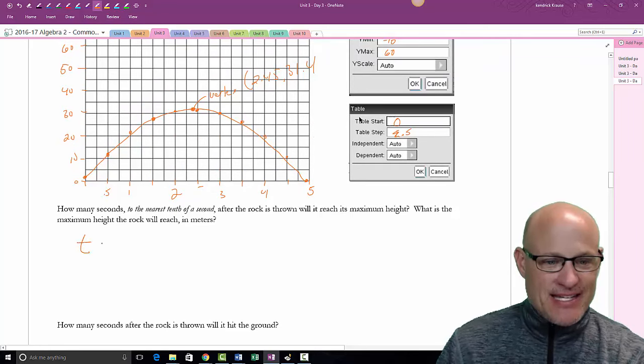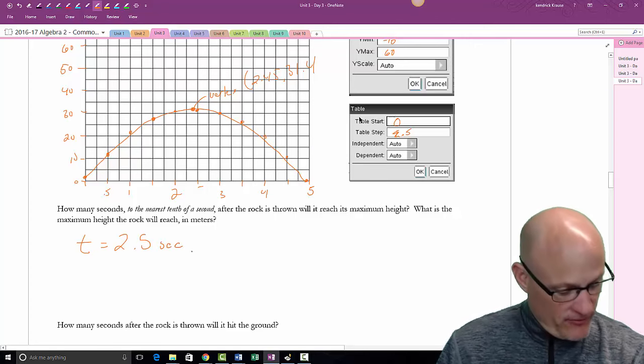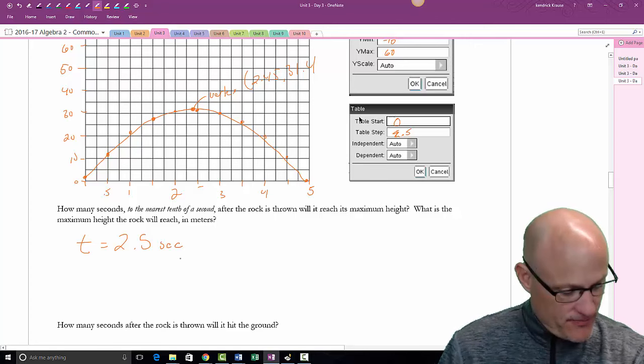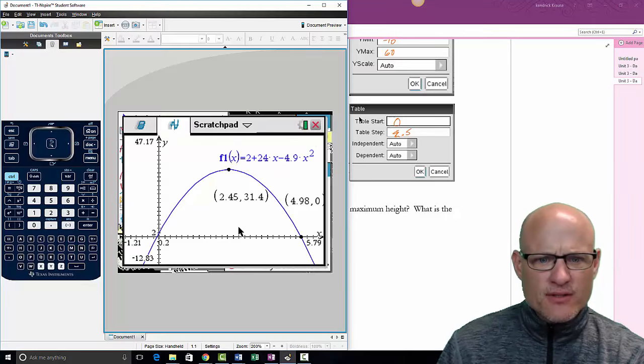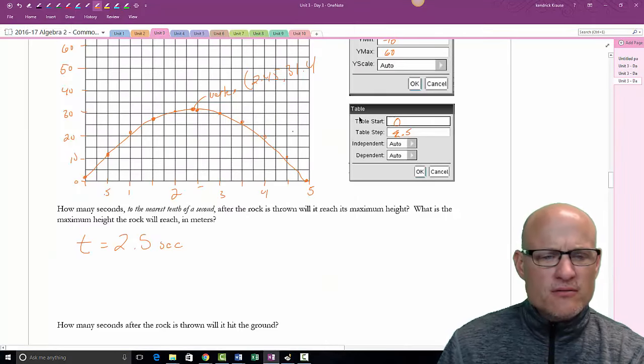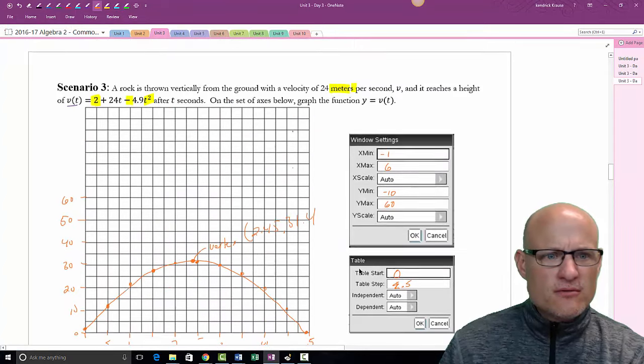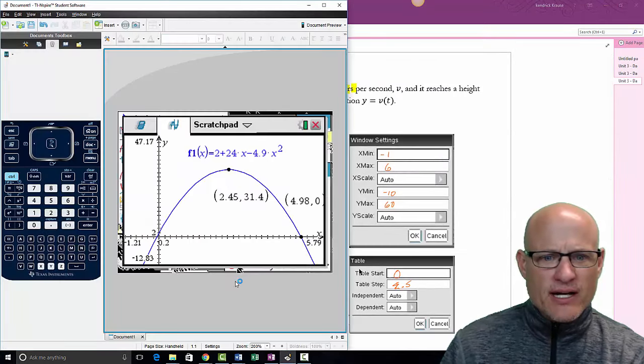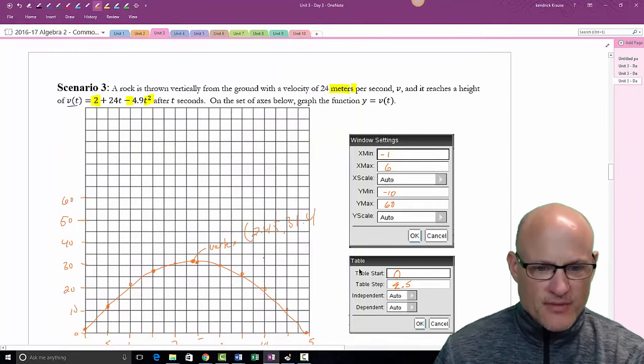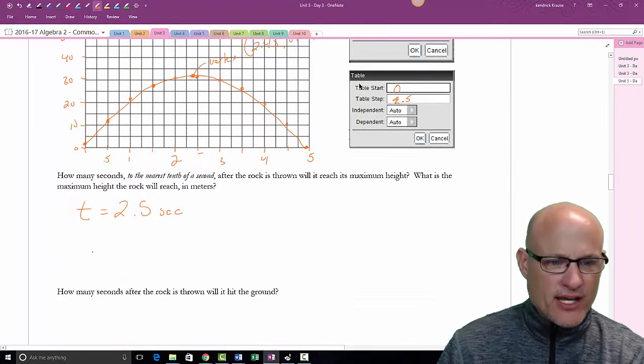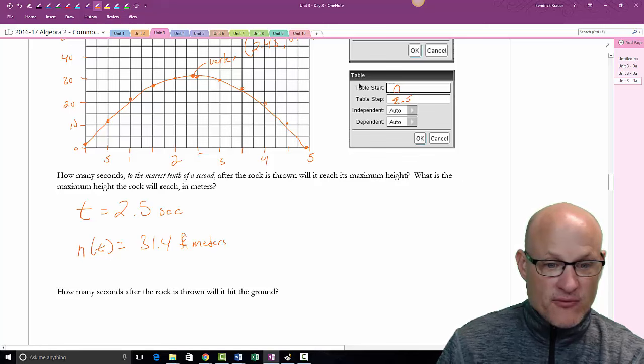So at t equals 2.5 seconds, remember it was really 2.45. Did I type this in right? X squared. Okay, we're good. So 2.5 seconds, and my height, h of t, was equal to, we said 31.4 feet. Not feet, meters. Be careful with your units.